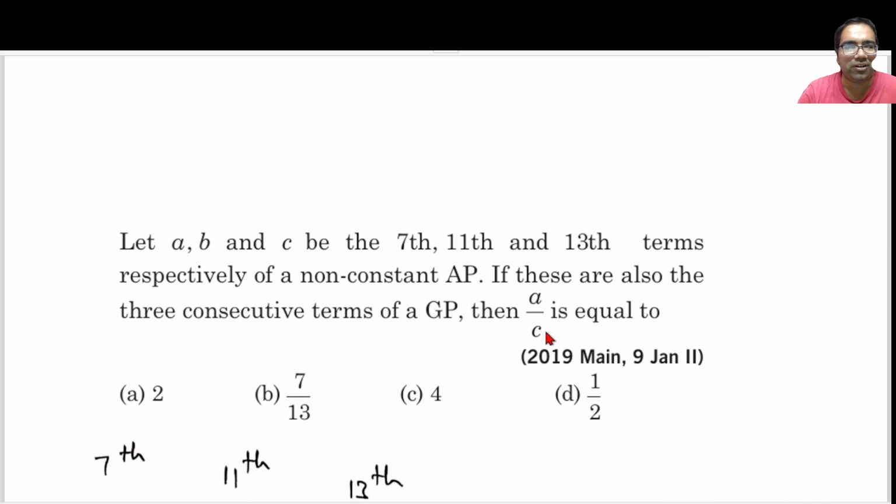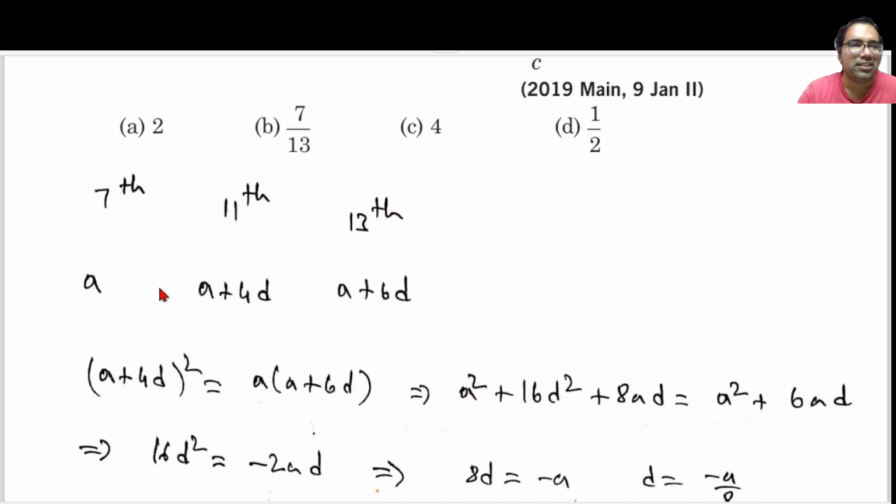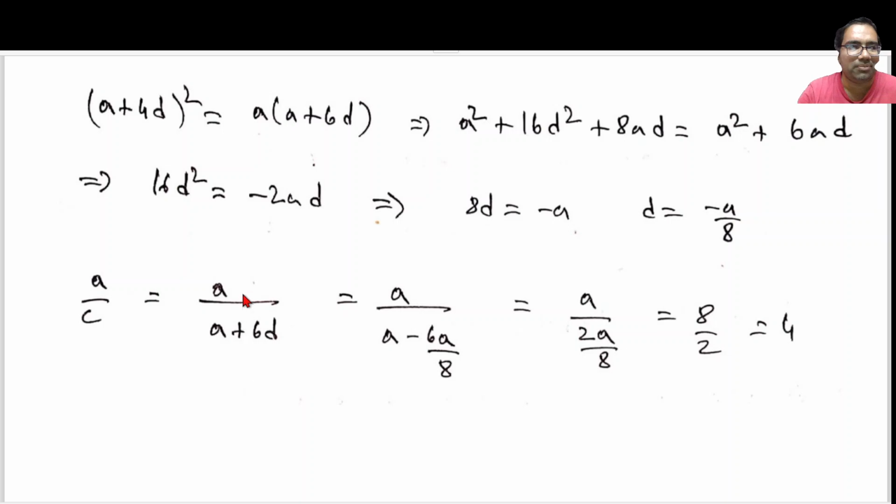Now what do we want? We want A by C, right? What is the ratio of the 7th term and the 13th term? A by A plus 6D. And D we have also figured out in terms of A: D is minus A by 8.